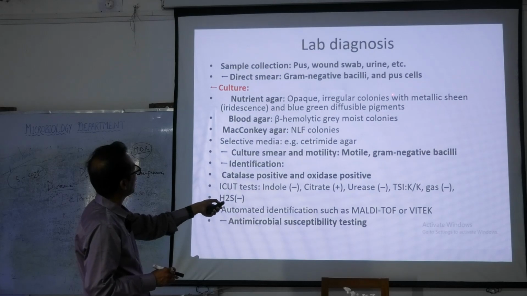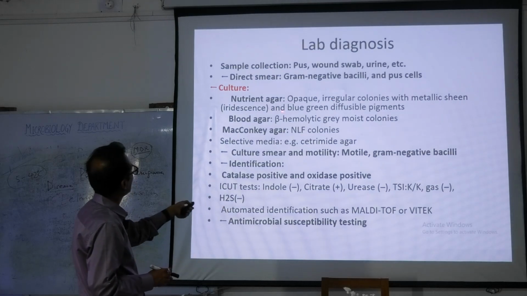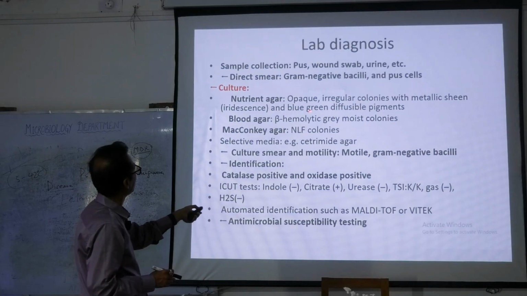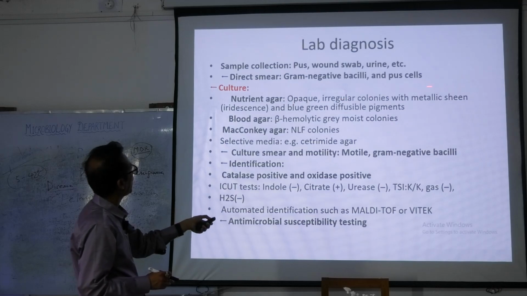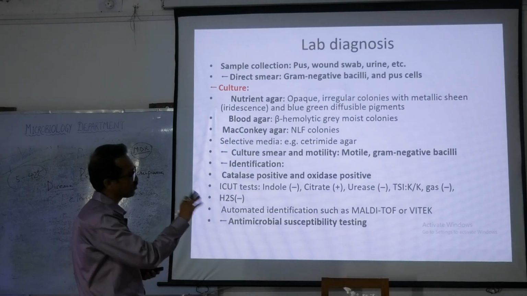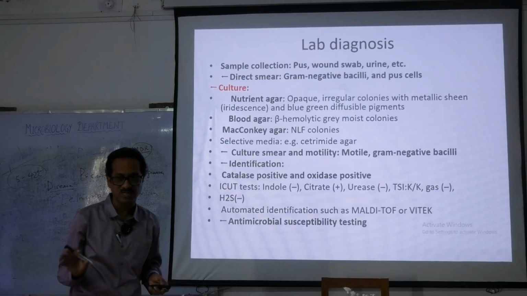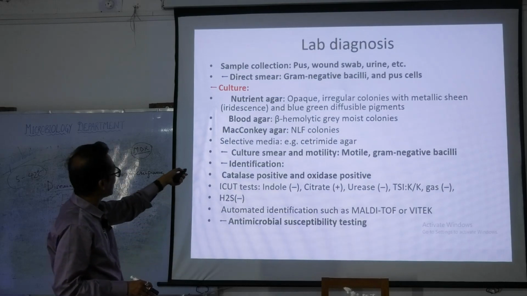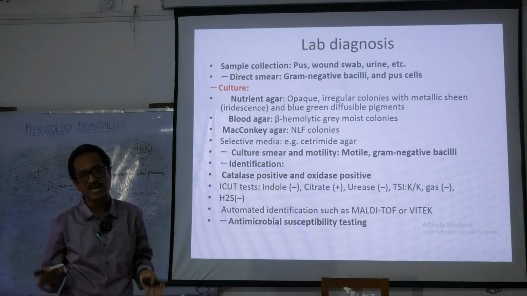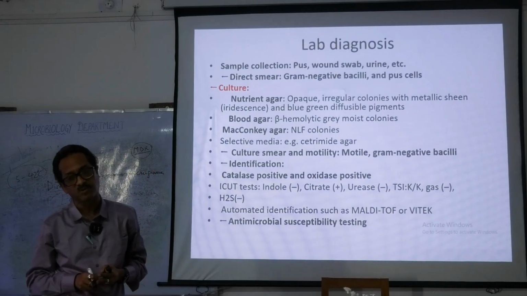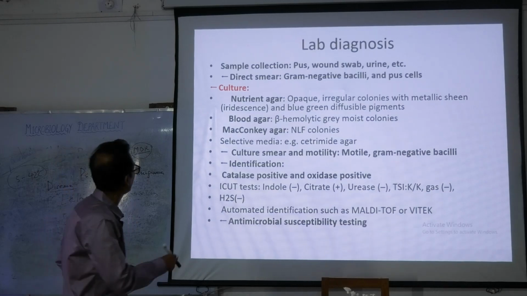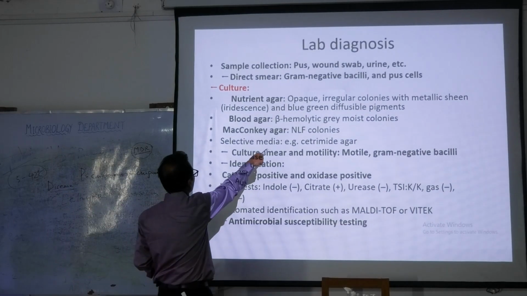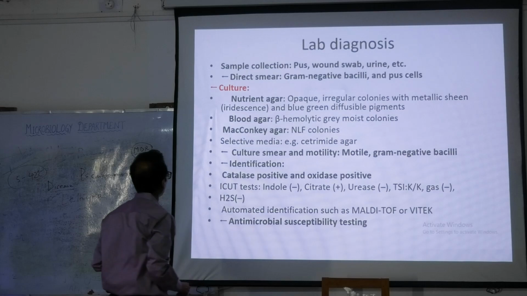Opaque, irregular colonies with metallic sheen and blue-green diffusible pigment. Opaque, irregular colony. I will come to the colony character, what you should write in a colony character. On blood agar, if it grows, it produces beta hemolysis, that is complete hemolysis, and on MacConkey agar it will produce a non-lactose fermenting colony.